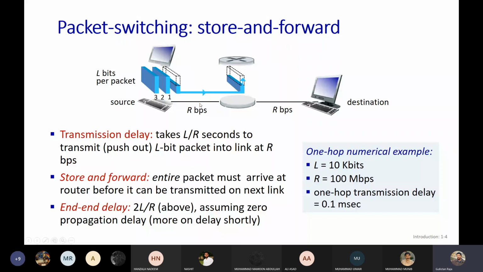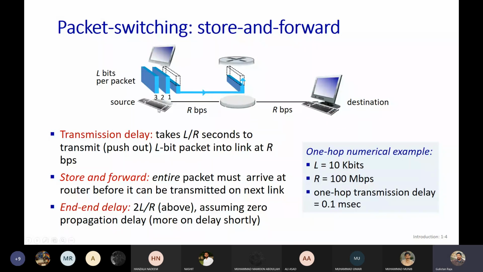Recall transmission delay. In the last lecture we studied that it takes L by R seconds to push out an L-bit packet into the link at R bps. So this is important to understand. What does it mean? L can be any number of bits: 1000 bits, 2000 bits. And R is the capacity of the link.